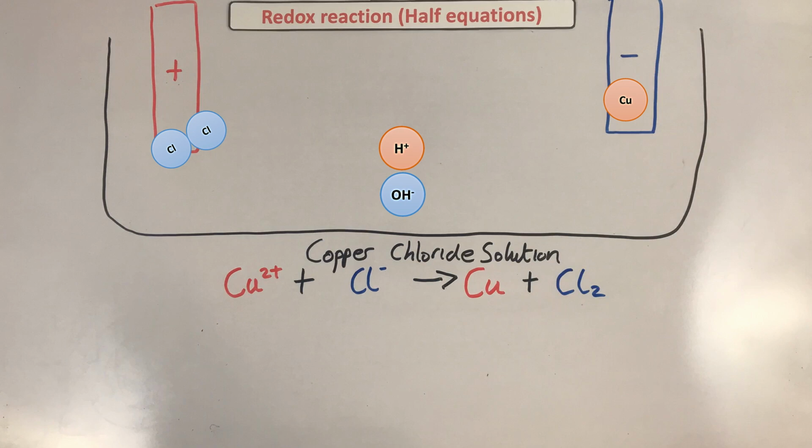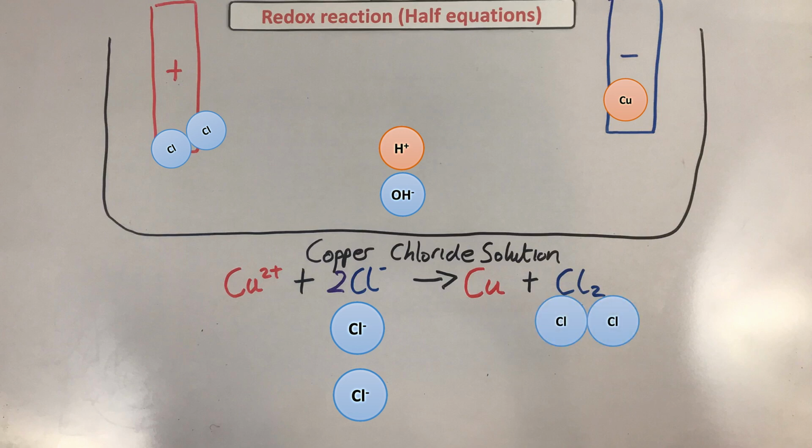Let's first balance this. I have one copper on the left hand side and one copper on the right hand side, but I have one chloride ion on the left and two chlorine atoms on the right. So I need to put a big 2 in front of the one on the left, which then tells us that we have 2 moles of chloride ions to make one chlorine molecule.